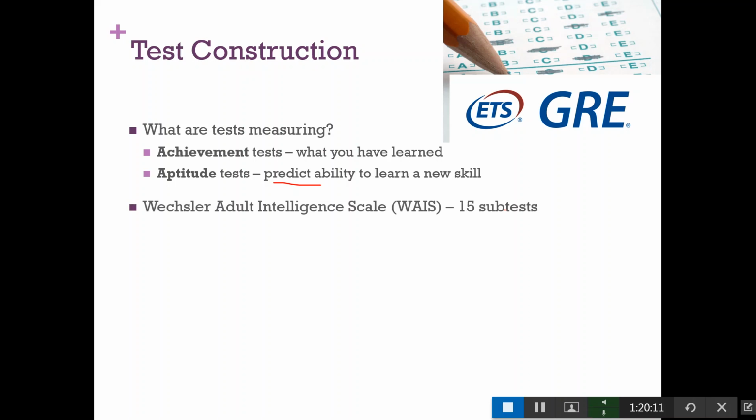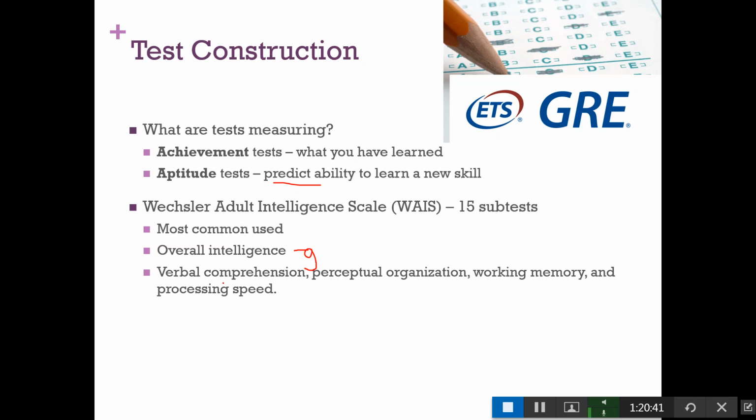Or to pass graduate school, for instance. So now we come to the Wechsler Adult Intelligence Scale, known as the WAIS. This is an intelligence scale, right? Wechsler Adult Intelligence Scale, it's in the name. This is the standard that people use to now measure what we think is inherited intelligence. Most commonly used, and it's measuring overall intelligence. Again, what we think probably is G.